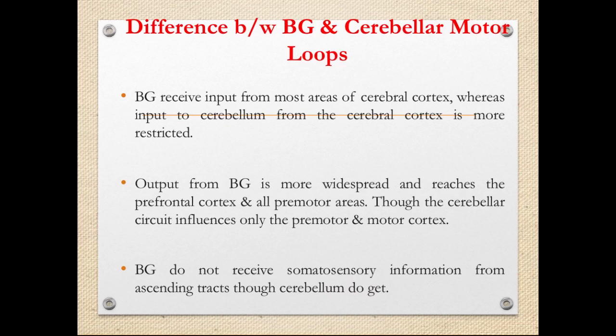First, input to the cerebellum and output from the cerebellum in connection with the cerebral cortex is limited, concerned with only the motor and premotor area, but both output and input of the basal ganglia to the cerebral cortex is widespread. It involves so many areas, not only the motor and premotor, it also involves the prefrontal association areas. The third is the somatosensory: what kind of movement is being performed is received directly by the cerebellum, but it does not go directly to the basal ganglia.